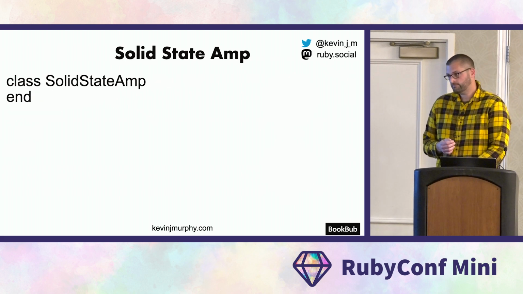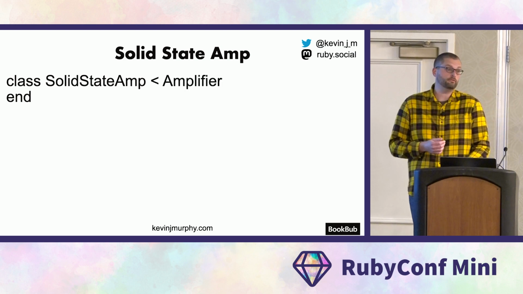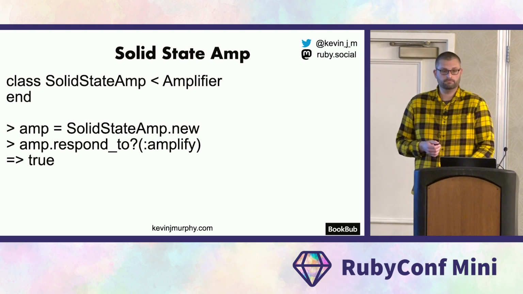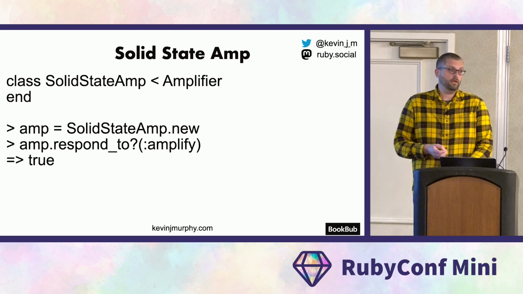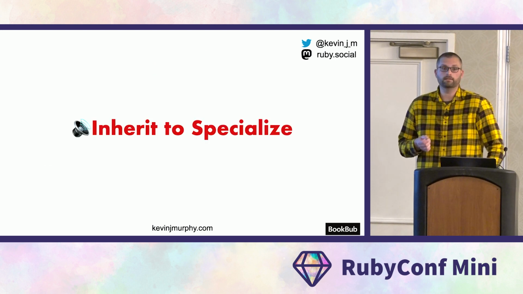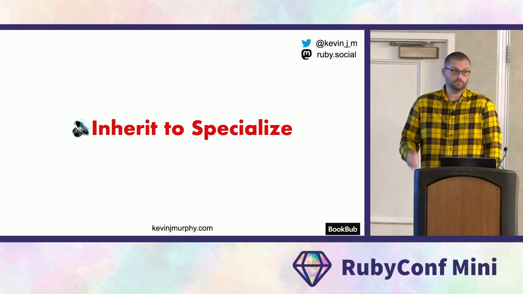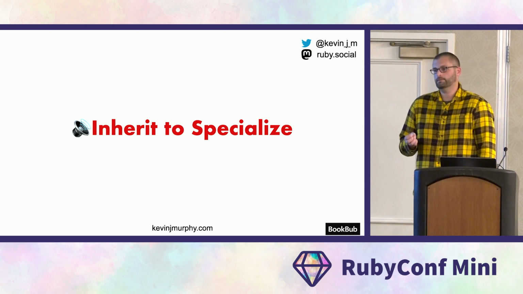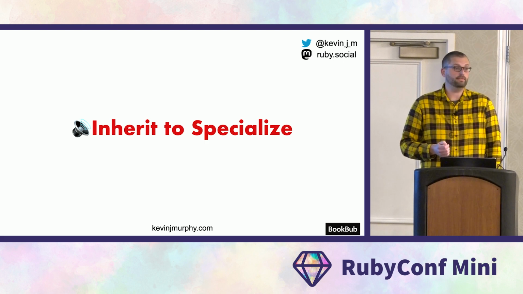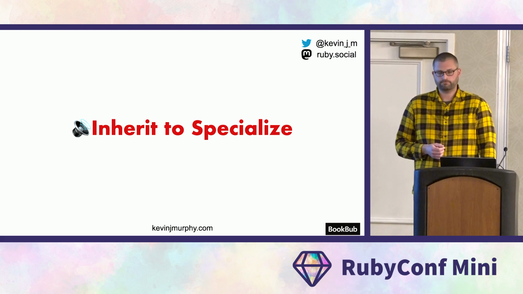Now, our solid-state amp also needs to act like any other kind of amplifier, so we're also going to inherit from our amplifier class. And now our solid-state amp also knows how to amplify sound. And so for both our tube amp and our solid-state amp, we used inheritance to have a consistent API and set of behaviors that we respond to, while also applying specialization on top of that. Our regular amplifier class is fully functional and doesn't change the input sound at all, while our tube amp applies its stereotypical warmth, and our solid-state amp adds clarity.